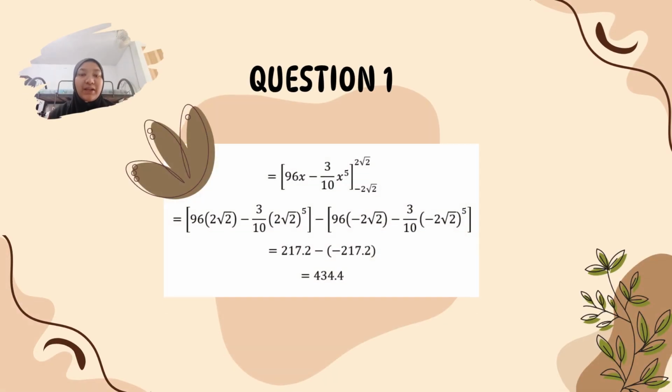Next, we evaluate the integral. First, we integrate with respect to y and then with respect to x. After simplifying and substituting the upper and lower limits, we obtain the numerical value 434.4. So the value of the right-hand side of Green's theorem is 434.4.